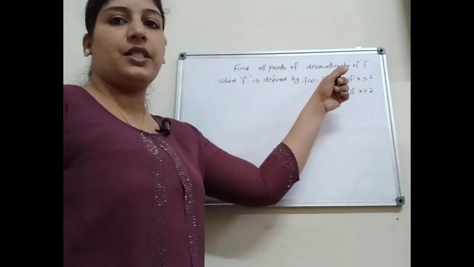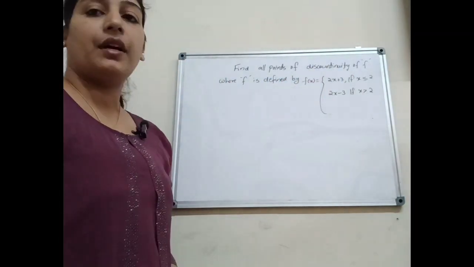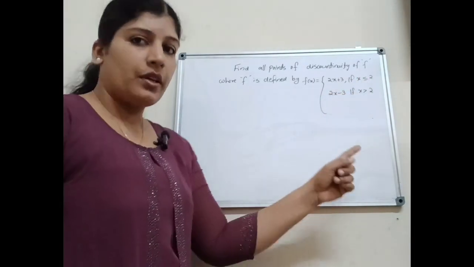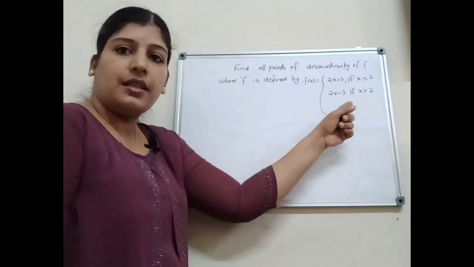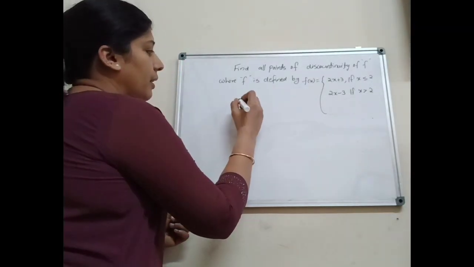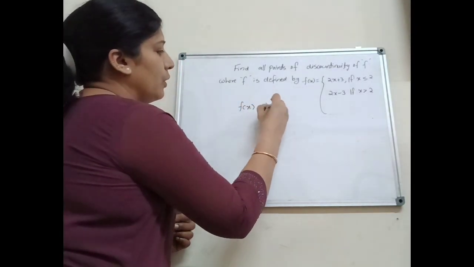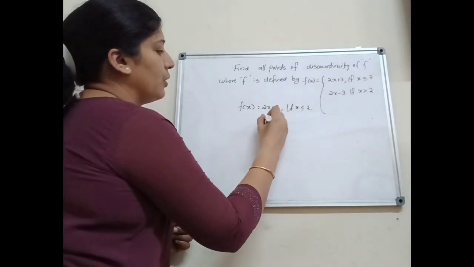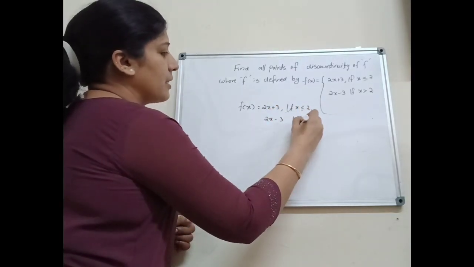Find all points of discontinuity of f, where f is defined by f of x equals 2x plus 3 if x is less than or equal to 2, and 2x minus 3 if x is greater than 2. Here, given f of x equal to what? 2x plus 3 if x is less than or equal to 2 and 2x minus 3 if x is greater than 2.